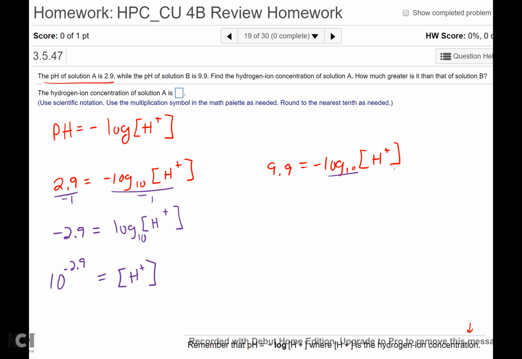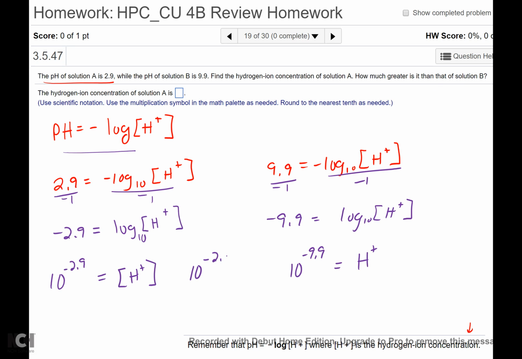Likewise here, divide by a negative. That gives me negative 9.9 equals log base 10 of the hydrogen ion concentration. Roll the log, which gets hydrogen concentration alone. Move the base, that's going to be 10 to the negative 9.9. So it says, how much greater is it than that of solution B? Find the hydrogen concentration of solution A. For that, how much greater is that than of solution B? So those are the two that I want to divide.